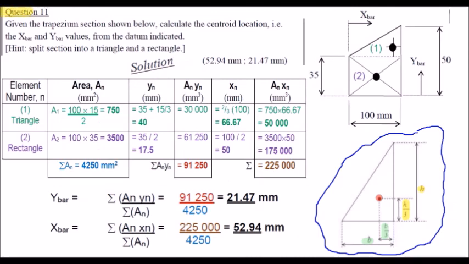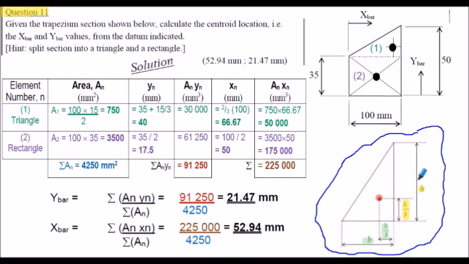Question 11 continued. Here's the full tabulated solution for our triangle and our rectangle. Just note for the triangle, to work out the area, it would be a half the base times the height. And when working out the y dimension of the triangle element from the horizontal datum here, remember the formula we were given for a triangle in the early part of the presentation. The centroid of the triangle is a third the way up the height.